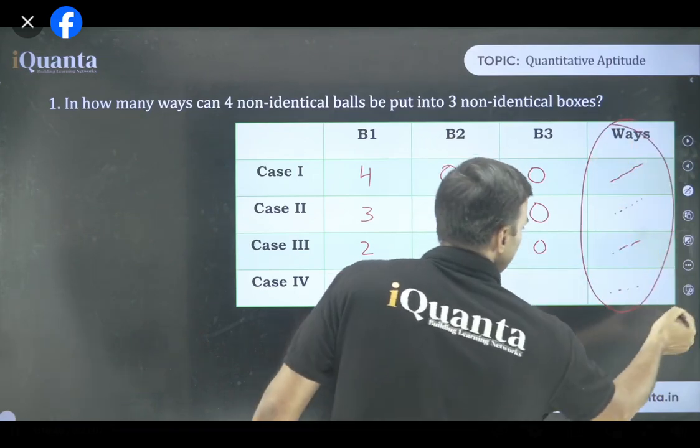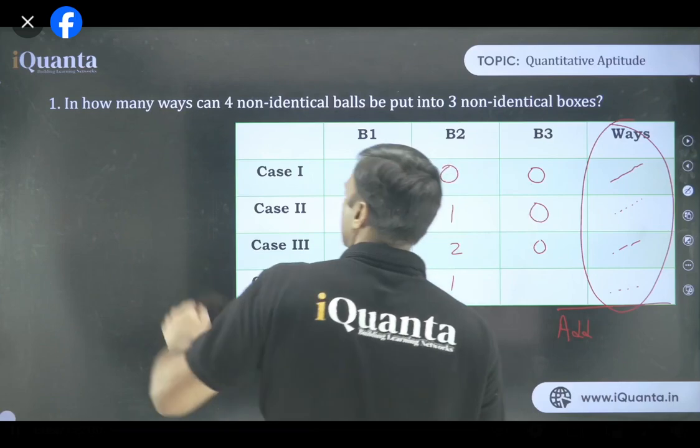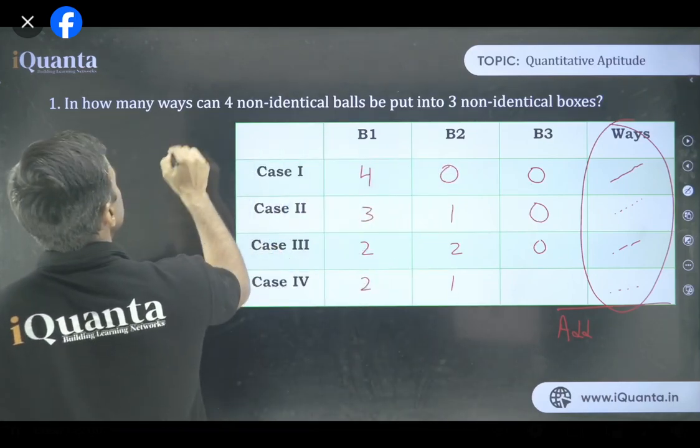We add all of them. We add, and what is the outcome finally that we get? The outcome finally would be 3 to the power 4. That's what I'm trying to say here.